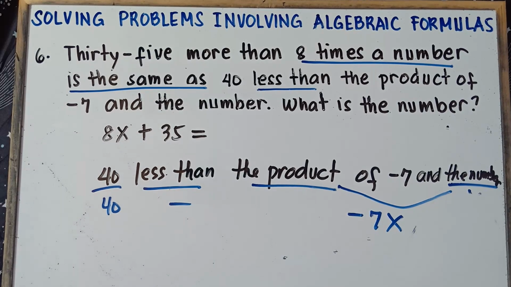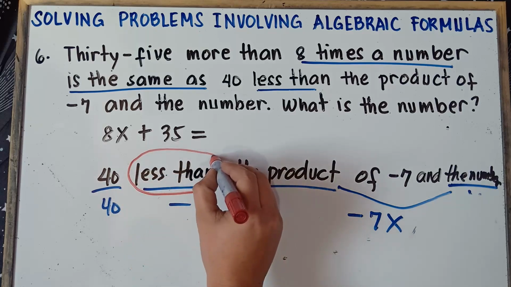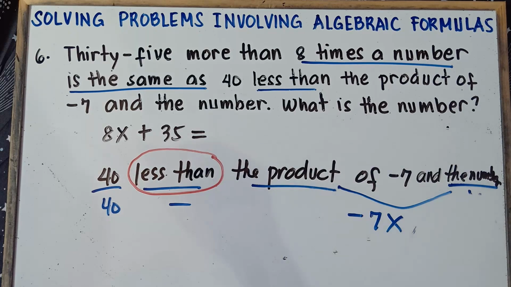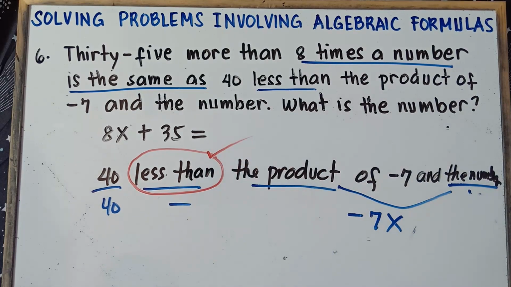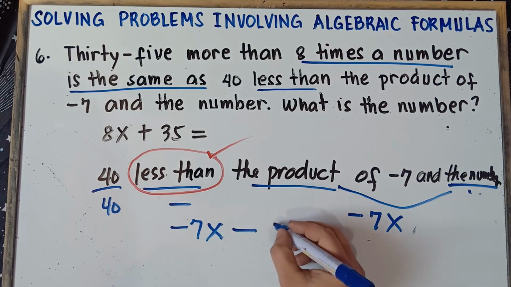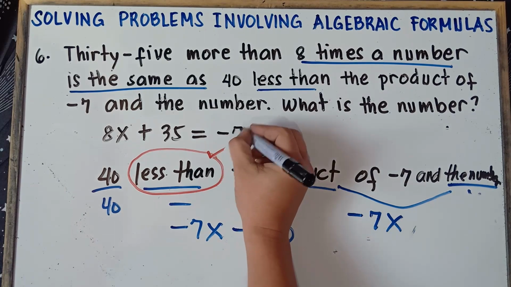Now, be careful with this one, class, because you have this word less than. Once you have this word less than, class, you need to do it reverse. I'm sure, class, you will commit mistake if you will not do it reverse, especially if you have this word less than. So therefore, this negative 7 comes first. So negative 7x comes first. Copy, minus sign, and then copy 40. It should be negative 7x minus 40.